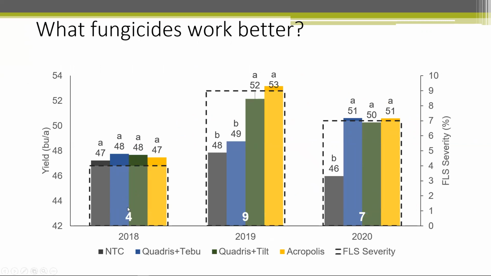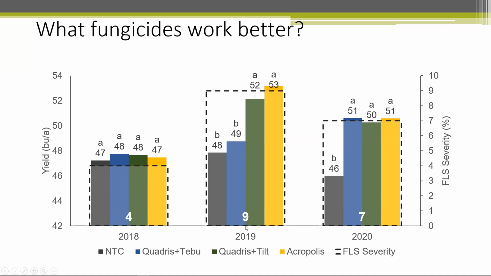Similarly, looking on average across 2018, 19, and 20, these bars are representing the yield. And again, the letters, if they're all the same letter, it means statistically they are not different. And so in 2018, where we had 4% on average frog eye leaf spot severity, which is outlined by the dotted line, the box, and the number at the bottom here, we did not actually get any statistical difference in yield when comparing these 3 treatments to our non-treated check. The black bar is where we did not put out fungicide.